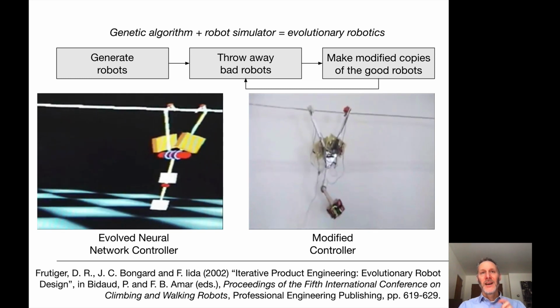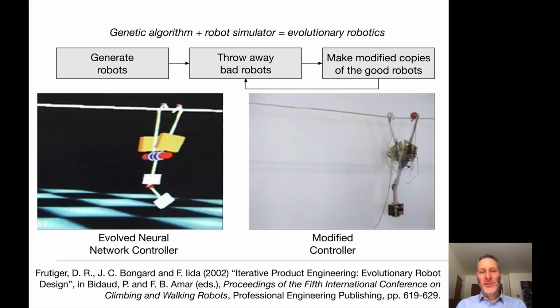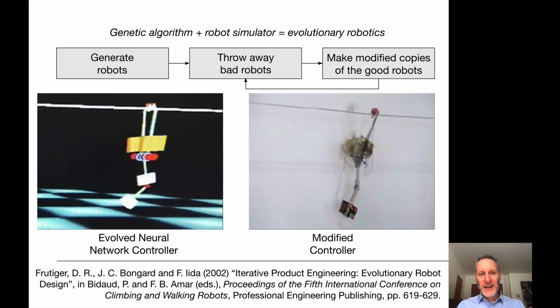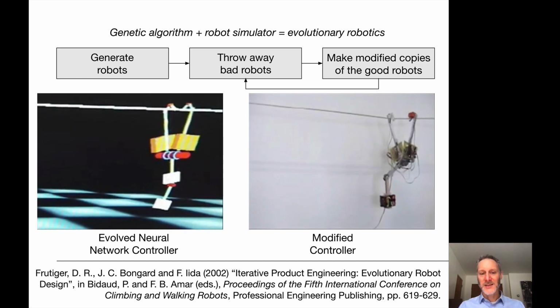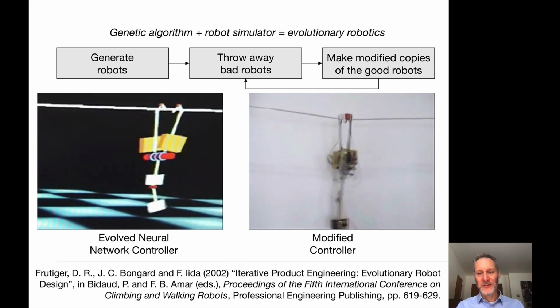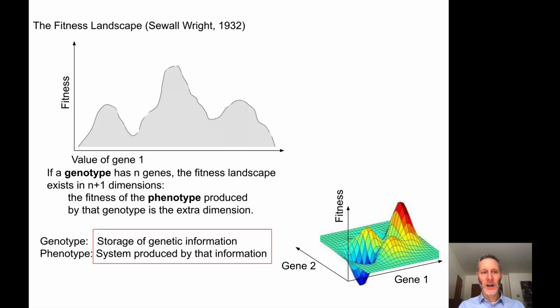Okay, so in a nutshell, evolutionary robotics is simply combining a genetic algorithm or an evolutionary algorithm with a robot simulator and then building a physical version of it. All right. In order to continue our discussion about evolution, we're going to have to perform a thought experiment.